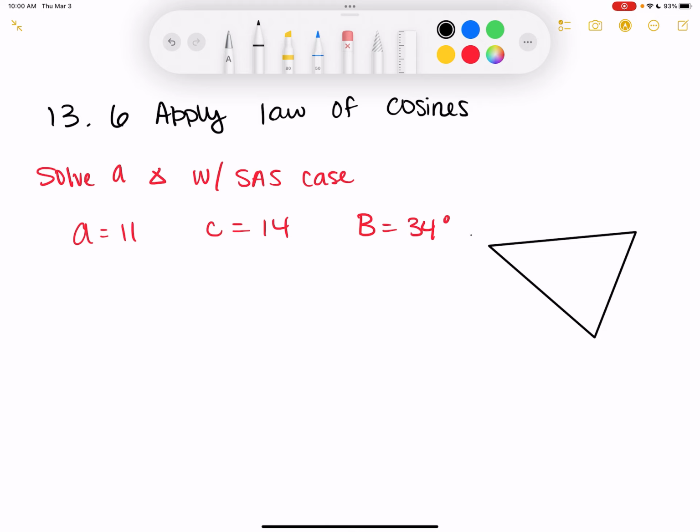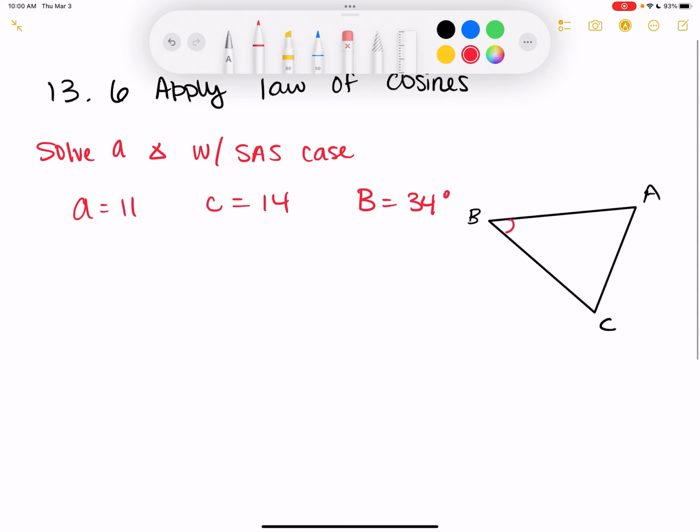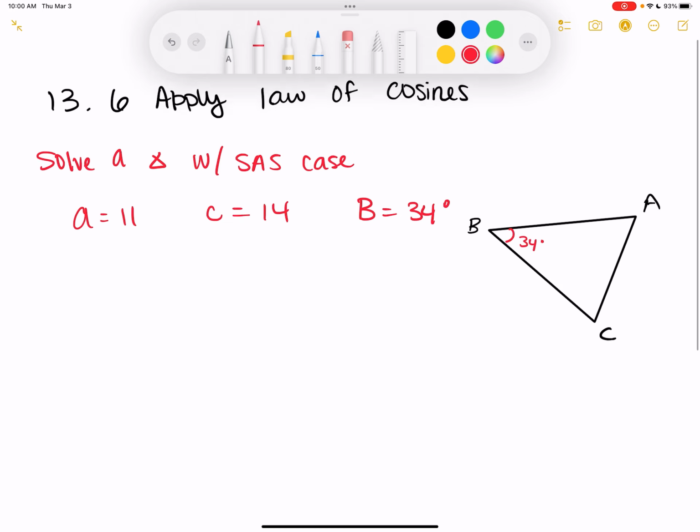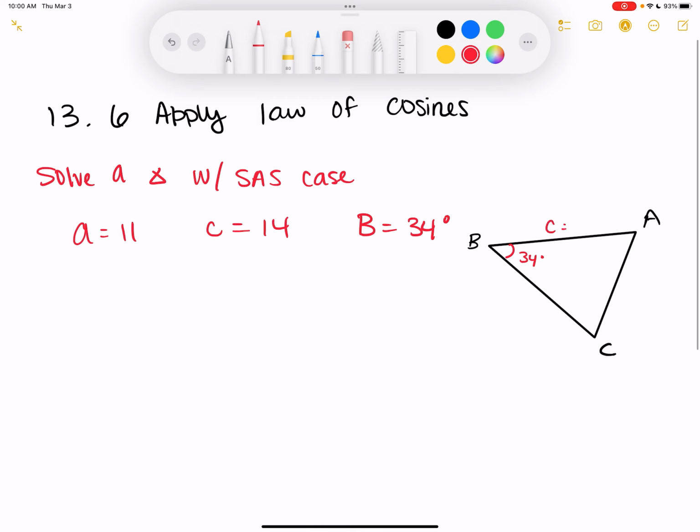All right, so we're going to call this one B, this one A, and this one C. It doesn't really matter where you line this up because you're not determining the number of triangles. I'm putting in the known values: 34 degrees, little c is 14, a is 11. So I need to find angle A, angle C, and side b.